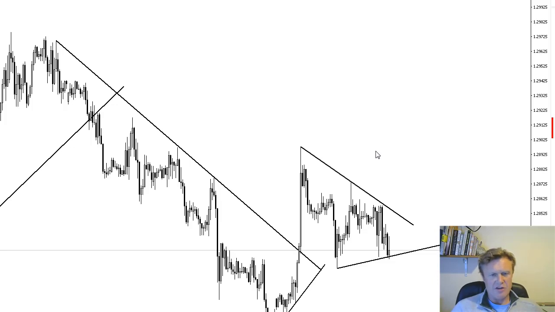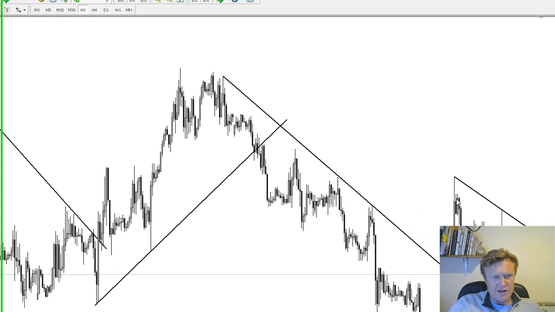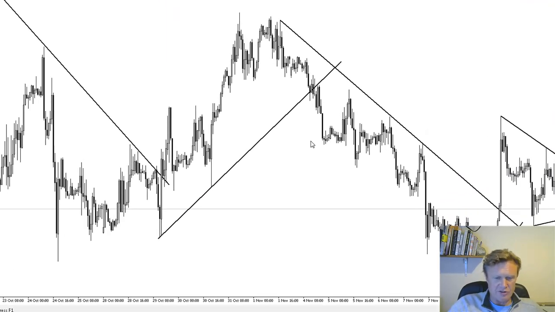So in the last episode, we looked at how to draw a trend line through swing points, and you can see here we've got these various different trend lines on a GBP USD H1 chart. So that's a cable chart. Sterling US dollar is often referred to as a cable chart.